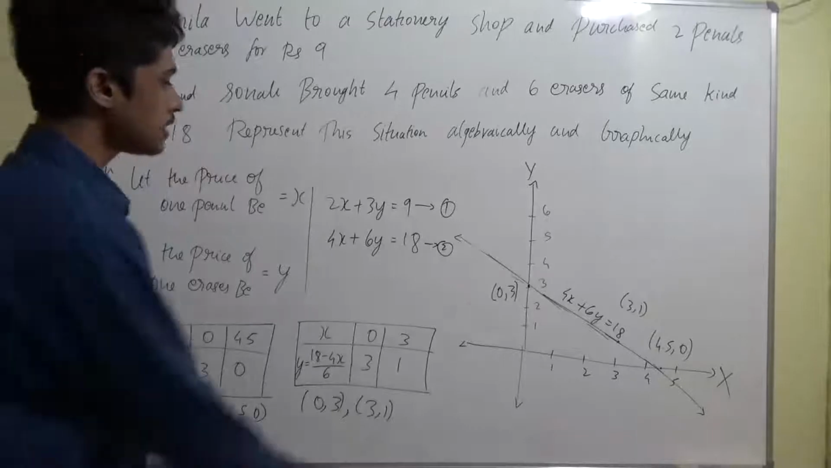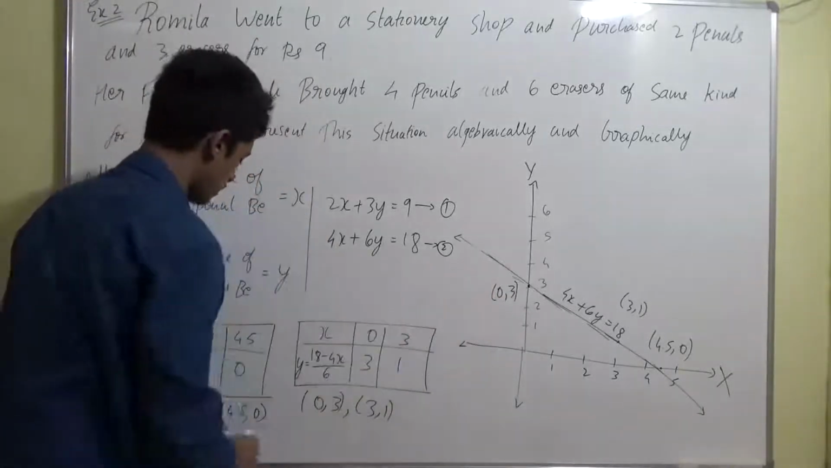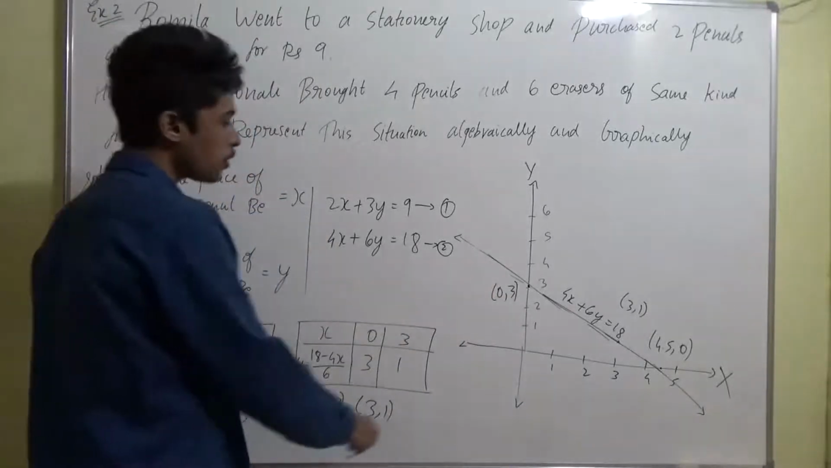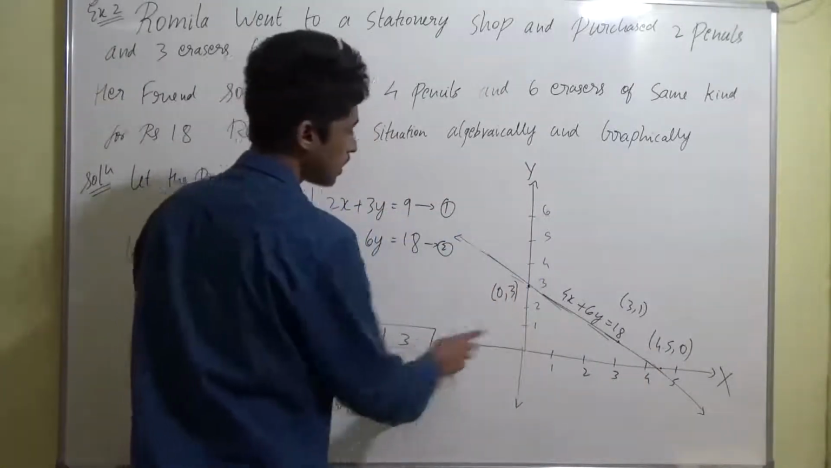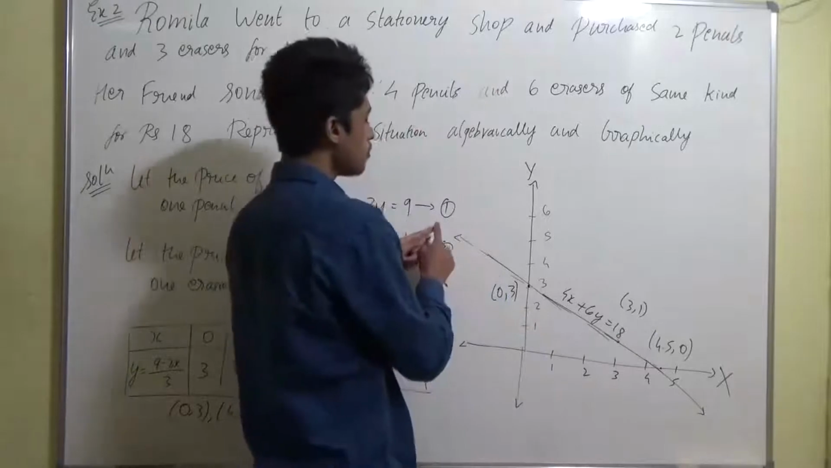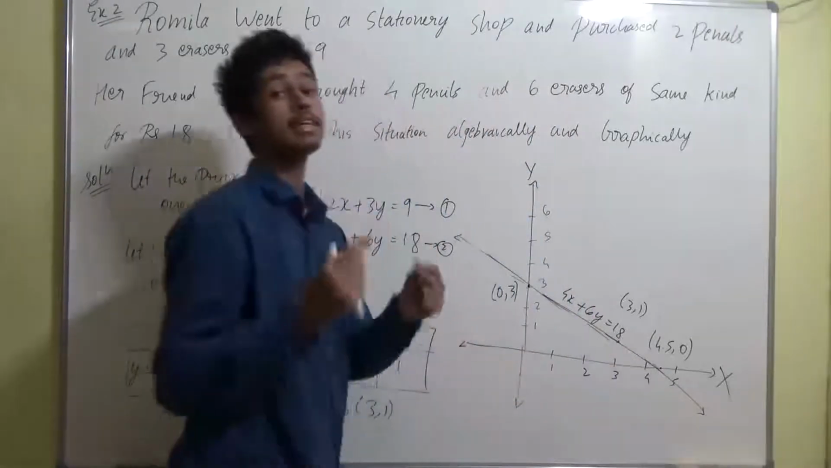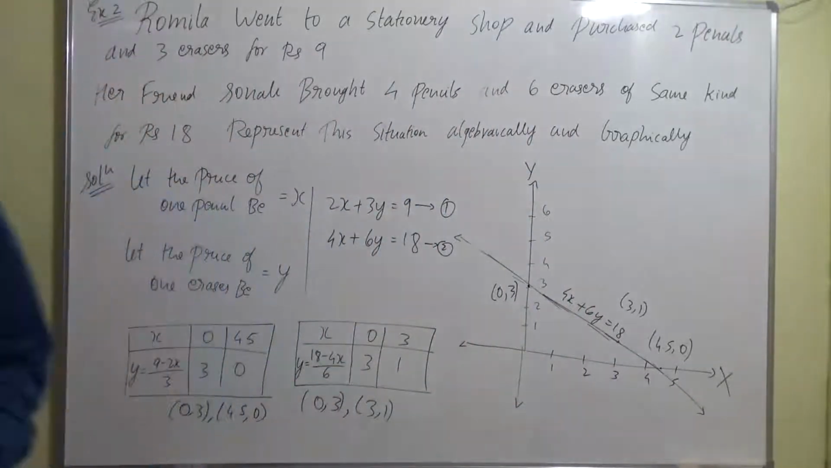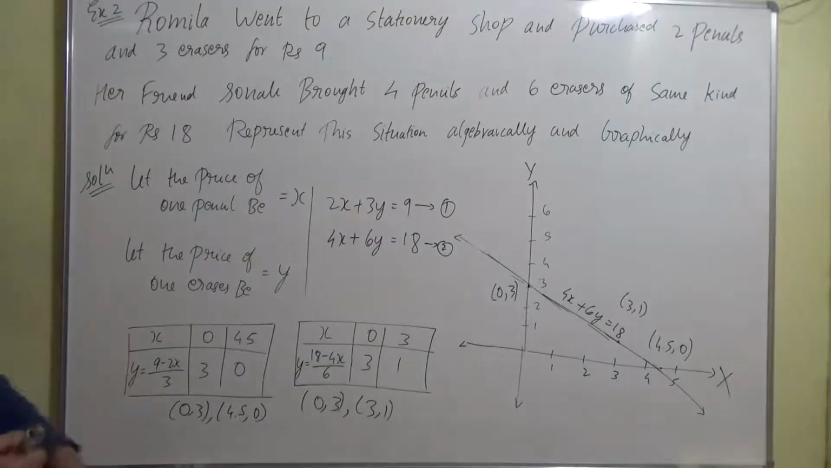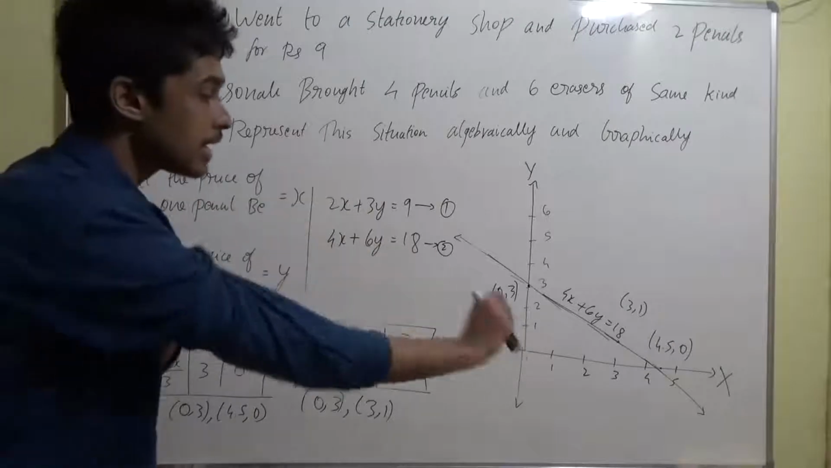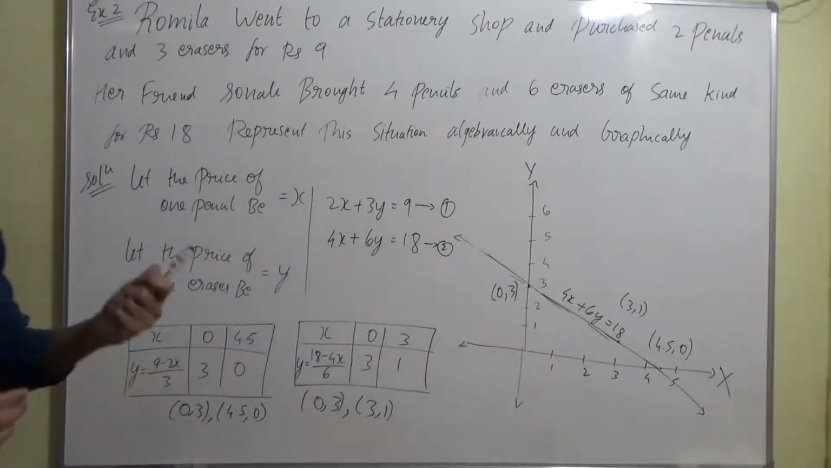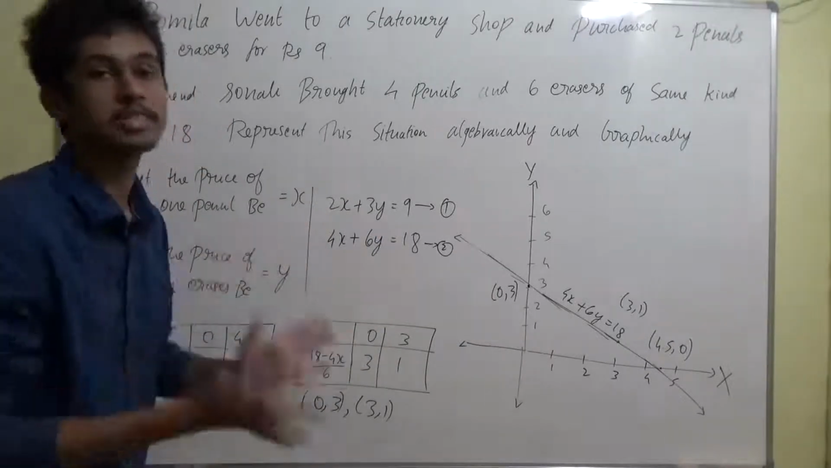Because 0 comma 3 is this one, 0 comma 3 is this one, 4.5 comma 0 is this one, and 0 comma 3 is again this one, and 3 comma 1 is this one. So if you plot all these points together, you will get a single line. So what we get to know from this is, when you plot both these equations in the graph, we are going to get a single line, right?